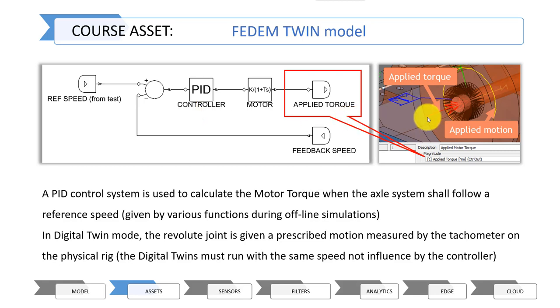When I want to run this in a digital twin mode, I use the reference speed, which is the input to the physical test or the measured speed in the physical test to drive this rotor system directly. And the input speed, the measured input speed, is then applied directly to this revolute joint on this model. And then I'm bypassing this controller.